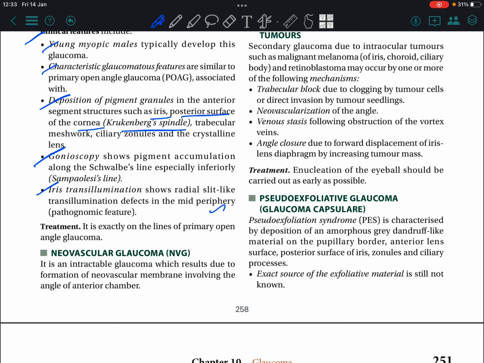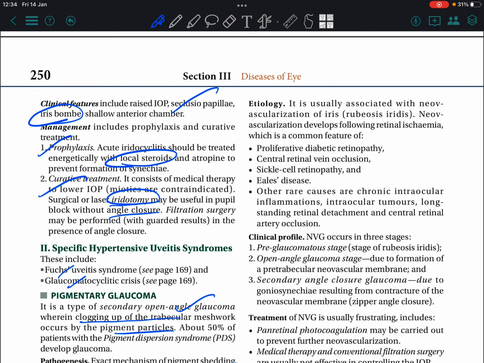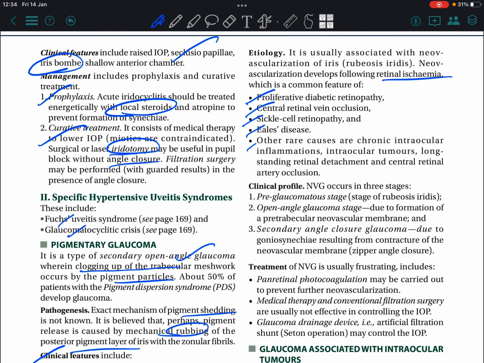Neovascular glaucoma is an intractable glaucoma which results due to formation of a neovascular membrane involving the angle of the anterior chamber. Etiology: neovascularization develops following retinal ischemia, which is a common feature of proliferative diabetic retinopathy, central retinal vein occlusion, sickle cell retinopathy, Eales disease. Other rare causes are chronic intraocular inflammation, intraocular tumors, long-standing retinal detachment, central retinal artery occlusion.